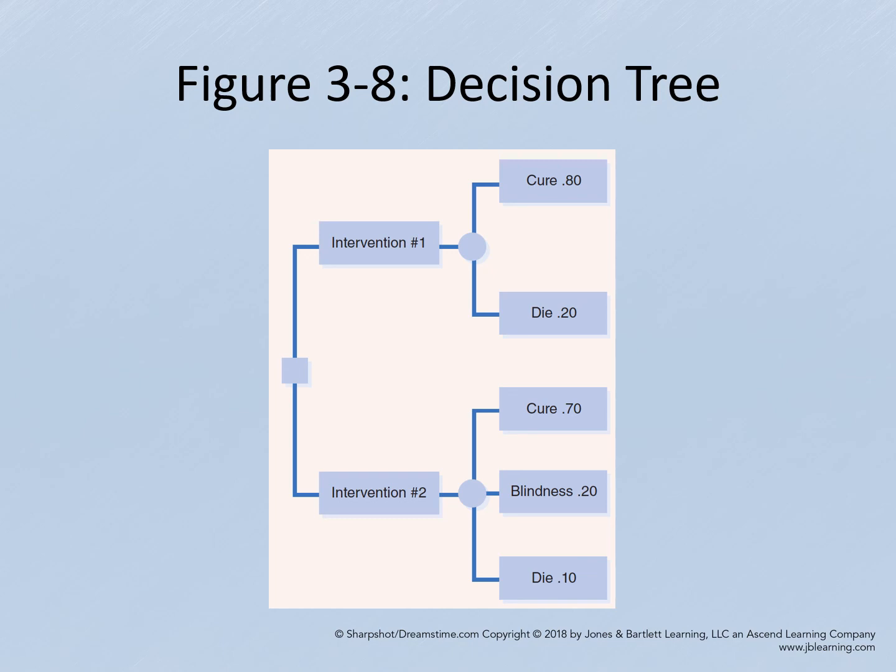And on intervention 2, again, there's a chance node. 0.70 probability that it can lead to cure, and 0.20 that the patient can have permanent blindness because of the treatment. And there's a 0.10 probability that they would die. So based on these interventions, we have to look at what is the expected utility. So how do we look at expected utility?